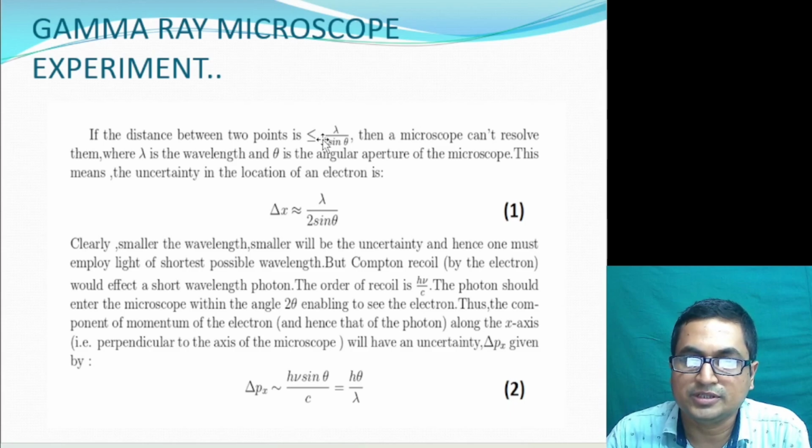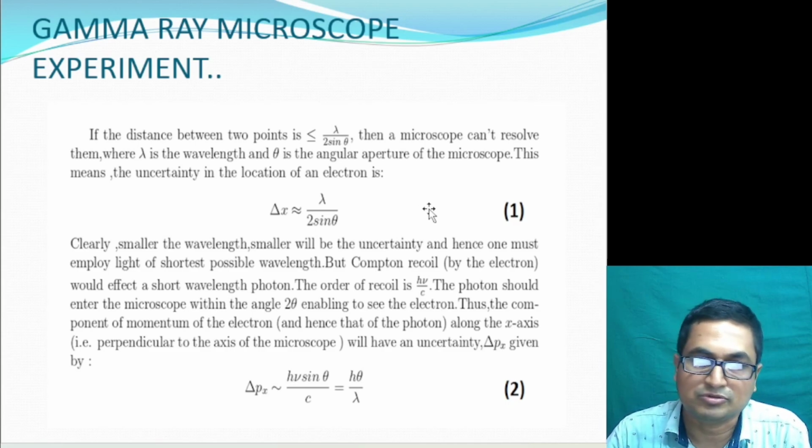So in that sense it leads to some uncertainty. While looking at an electron using a microscope with the help of a photon, there remains an uncertainty, and the uncertainty is simply this particular inequality, which is equal to lambda by 2 sin theta. So delta x represents the positional uncertainty, and it is given by equation 1, which comes from the resolving power of a microscope.